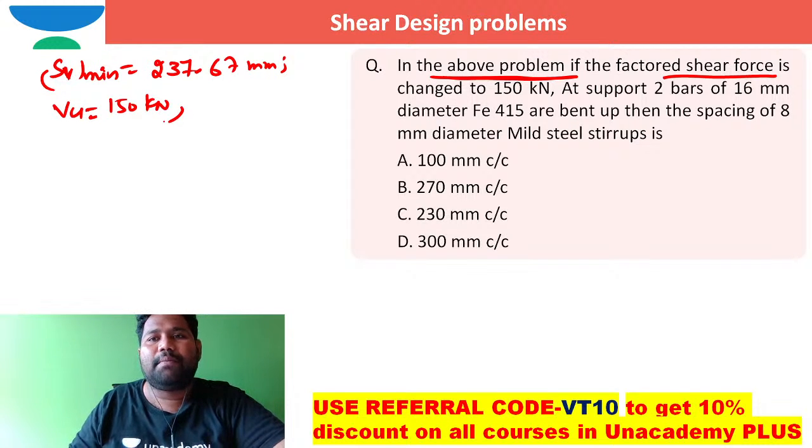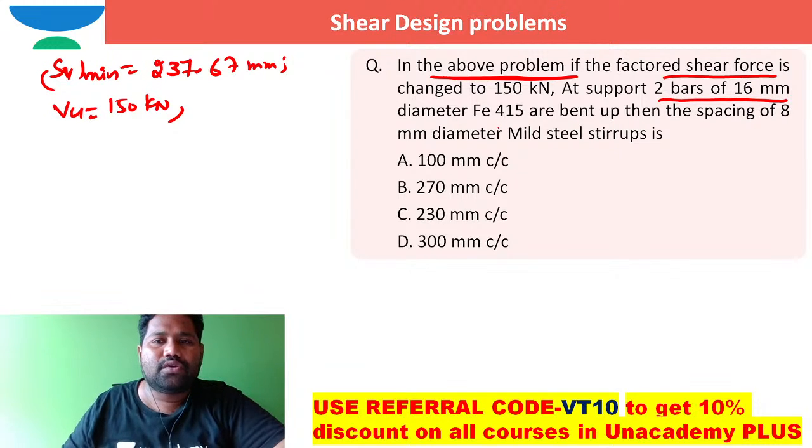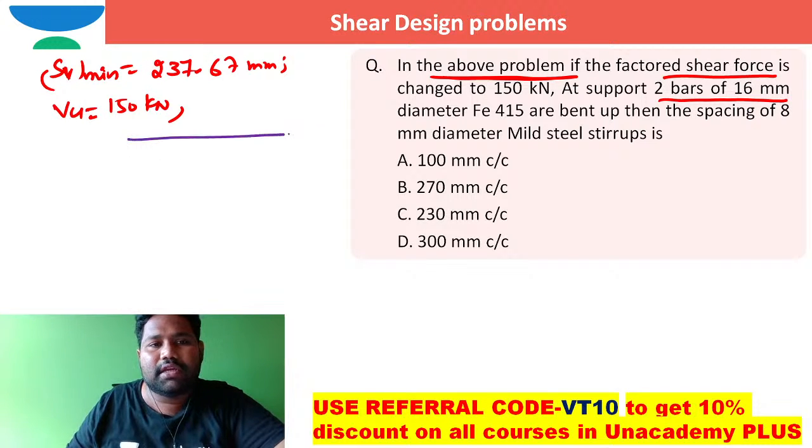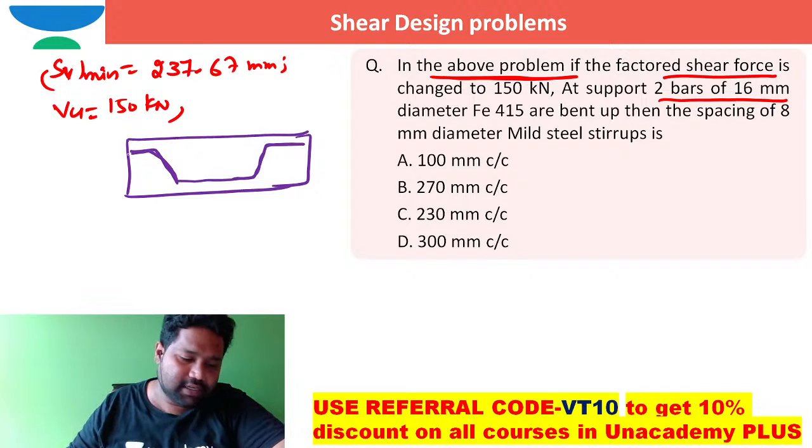It supports two bars of 16 millimeter diameter. They are saying there is a beam. At the support, two bars were bent up. So this is the main steel, but at the supports, two bars were bent up in this way. I already mentioned that by using bent up bars, some shear force will also be resisted, right?